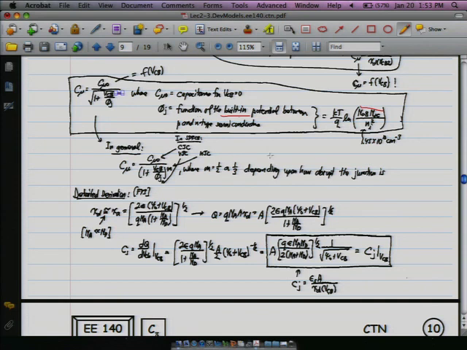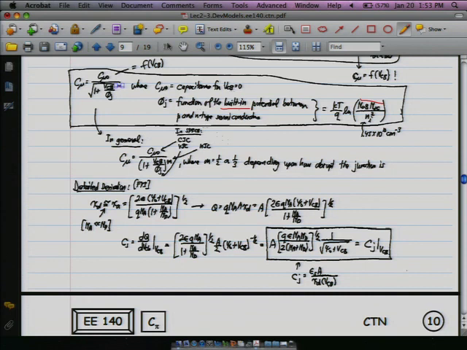So basically, in general, here we said that this was a square root, but in general, there's actually a fitting factor over here, m, which might be 1/2, so it might be square root, it might be 1/3. It sort of depends on how the junction is actually fabricated. But it's basically just a fitting factor.